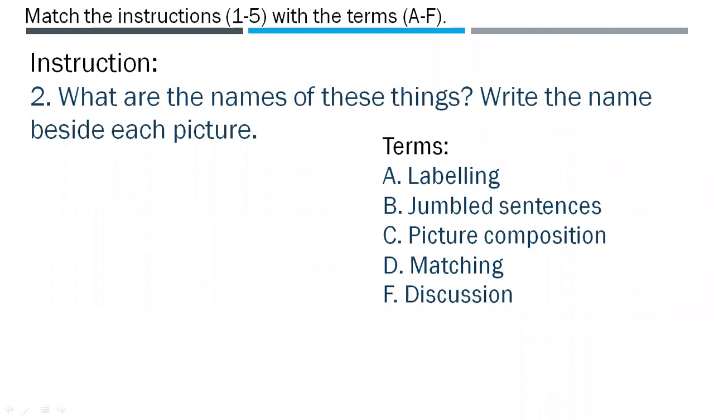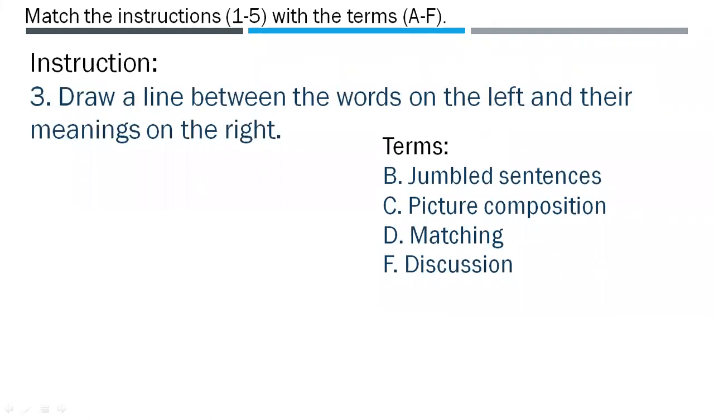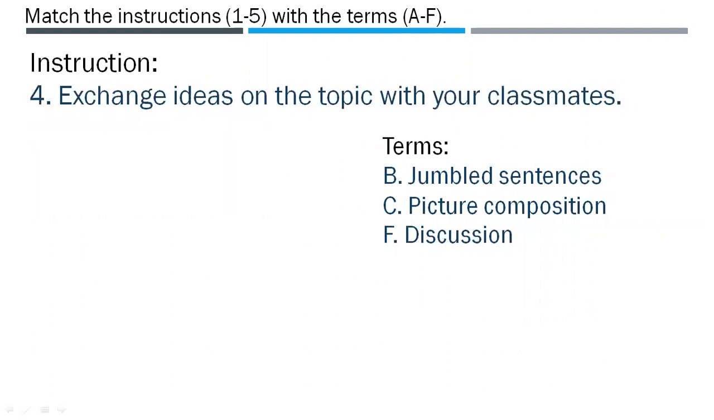What are the names of these things? Write the name beside each picture. That is labeling, of course. Draw a line between the words on the left and their meanings on the right. Matching we have. Exchange ideas on the topic with your classmates. That is a discussion.